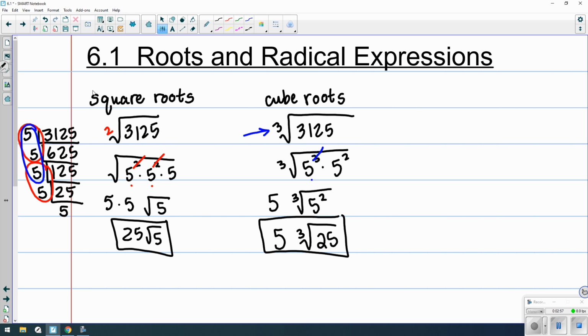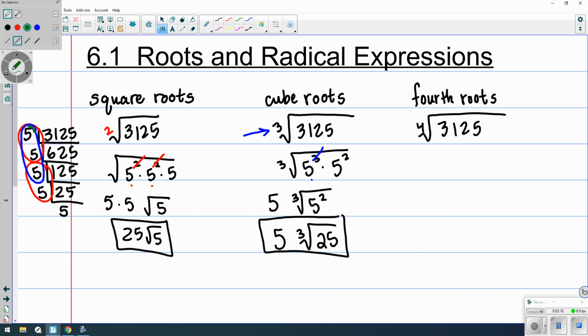Lastly, let's talk about a fourth root. Now, are we going to work with roots higher than the fourth root? Yeah, maybe, but we can do it. Same rules apply. So the fourth root of 3,125, going back to my factor ladder again, and you might be able to guess this, but I'm going to look for a group of 4 5s. So can I make a group of 4 5s?